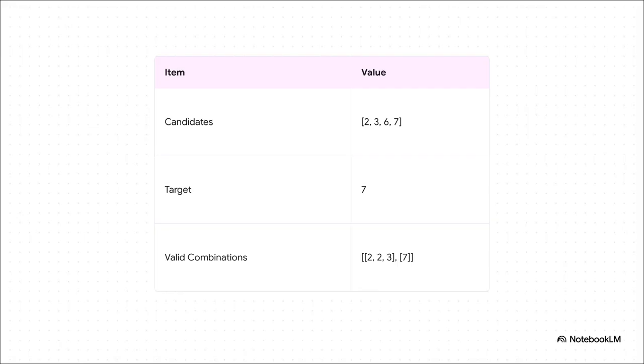Let's make this way more concrete. Imagine our numbers are 2, 3, 6, and 7, and our target is 7. Well, there are a couple of ways to do this, right? You could take two 2s and a 3. That adds up to 7. Or you could just grab the 7 all by itself. Our goal is to create a process that can find both of those solutions automatically, every time.